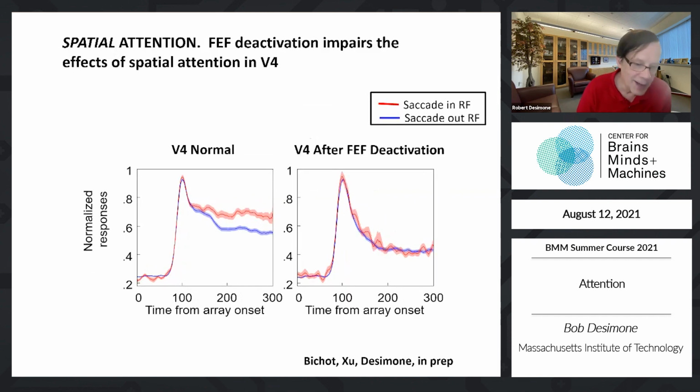However, if you look at the effects of spatial-based attention, in the normal case, there's an enhancement, but after you deactivate the FEF, that enhancement is gone. So the FEF and the VPA have completely opposite effects on the firing rates in V4 with attention. So it's a double dissociation.